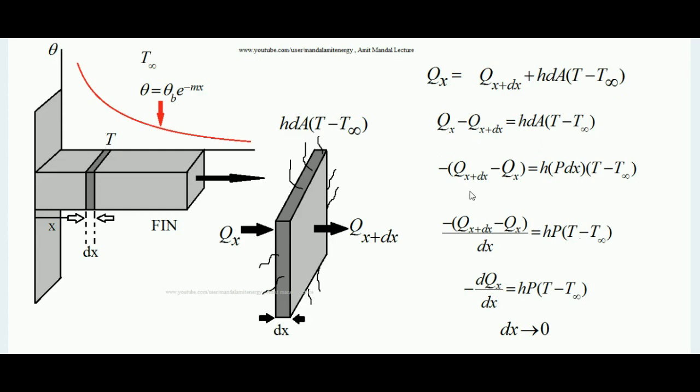Okay, now which can also be written like this. In case I am inverting this qx and qx plus dx, then minus outside. In place of dA, I can write pdx. Now what is pdx? For uniform cross-sectional area bodies, the outer peripheral area is also given by the perimeter of the body into the length of the body.